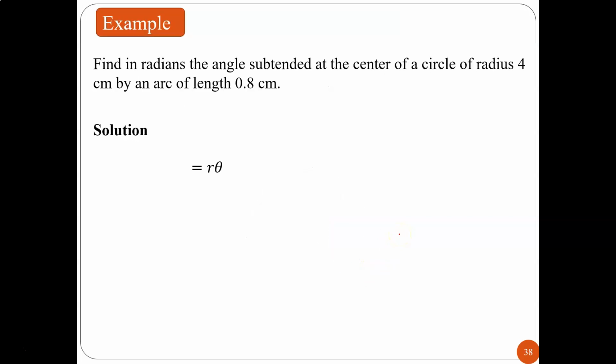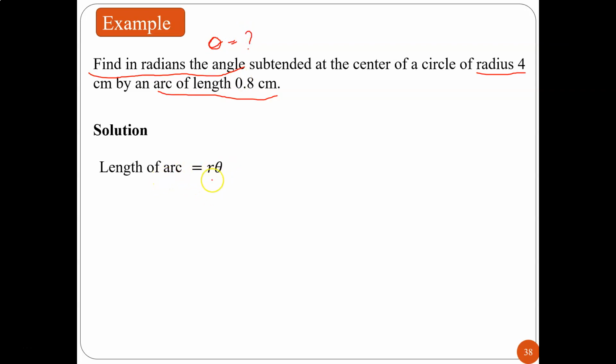So let's see the example. Find in radians the angle subtended. Subtended means enclosed. The angle subtended at the center of a circle of radius 4 centimeters, as given there, by an arc of length 0.8 centimeter. So you know the formula is length of arc equals r theta. You need to find the angle. You need to find the theta. What is your theta?